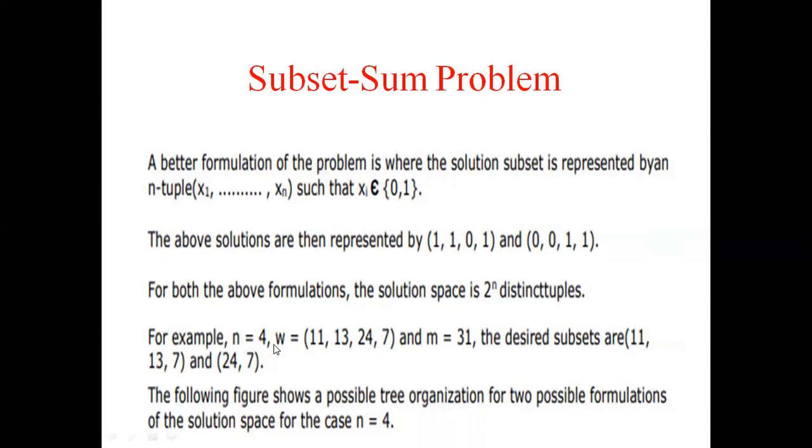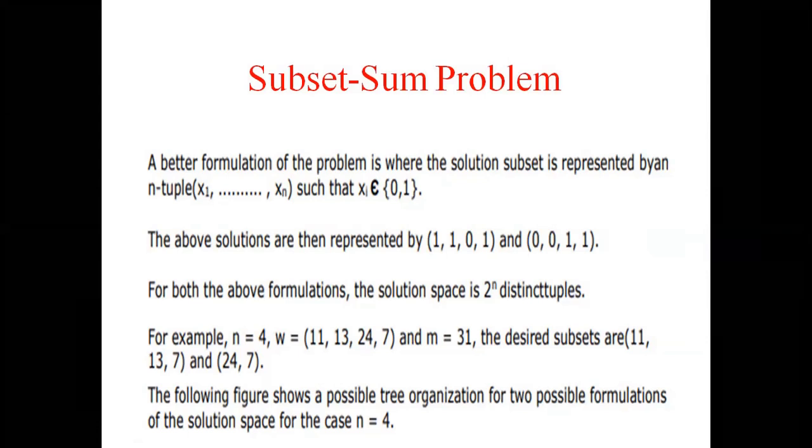N equal to 4 means 4 weights are there. What are the 4 weights? W is the weight vector. W is equal to 11, 13, 24, 7. These are the 4 weights we have taken. So n equal to 4. And m equal to 31.